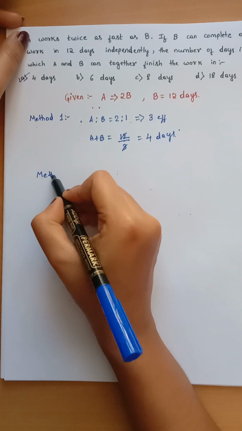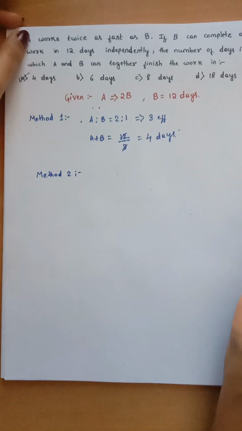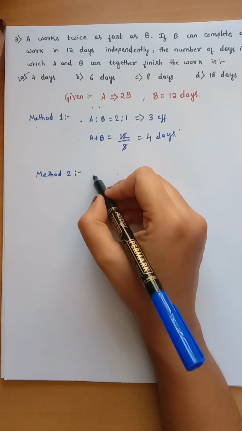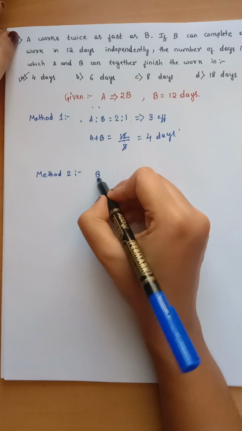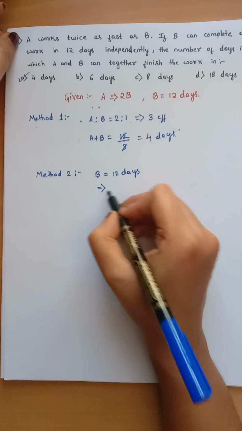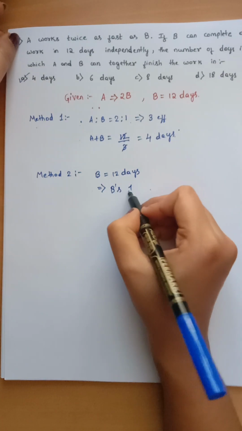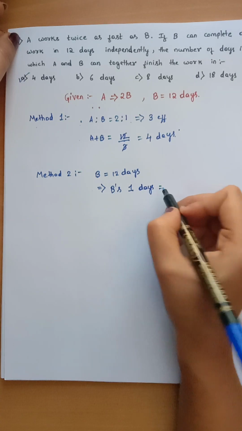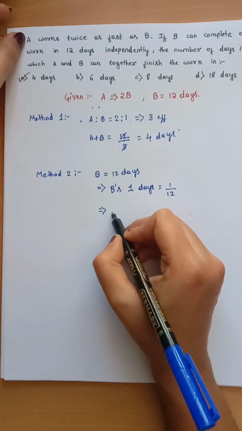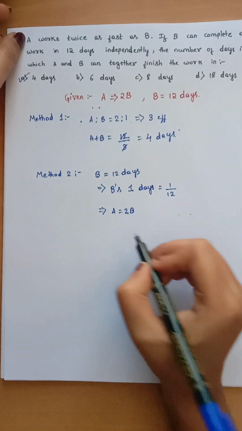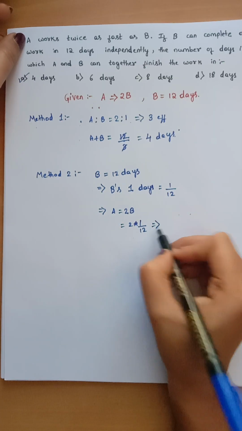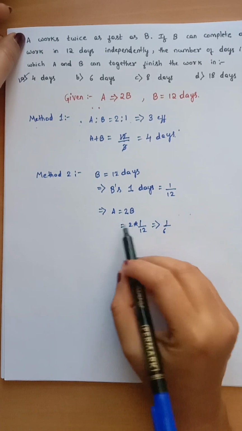We can solve this problem in another method by taking the efficiency of each individual, A and B, separately and adding it together. We already know that B takes 12 days. That makes B's one day work 1 by 12. And we know that A is twice as efficient as B. So 2 into 1 by 12, 1 by 6 is the efficiency of A.